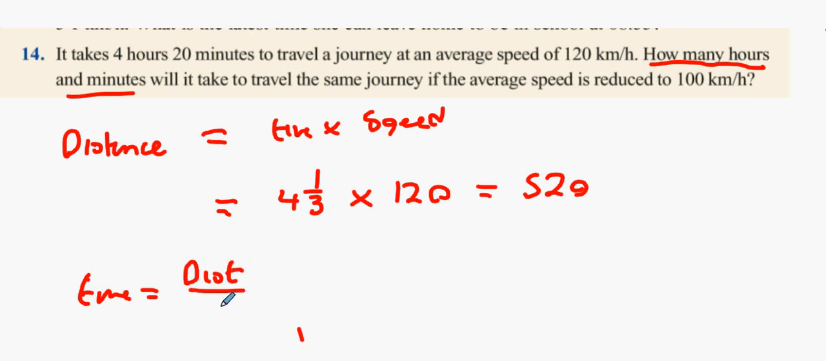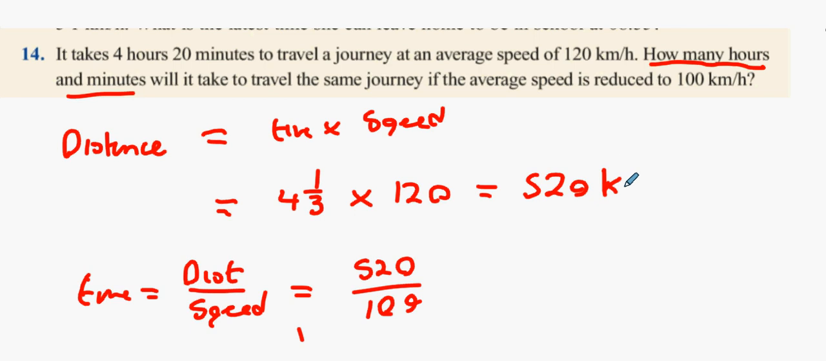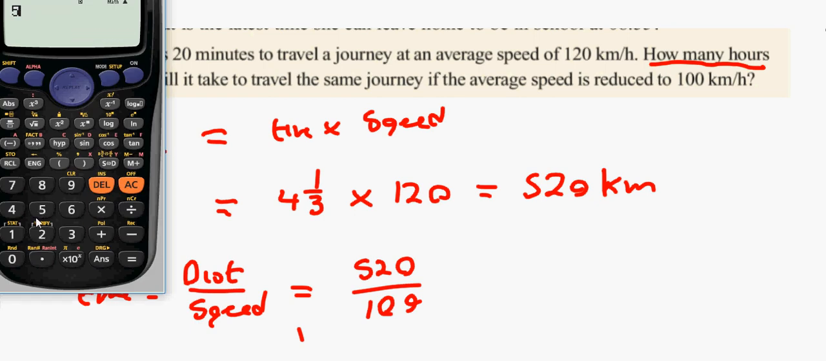Distance over speed, yeah. And then what do we get? 520 divided by 100. No, you do 120 first. Time equals distance over speed. The distance is 520 kilometers, and the speed is 100 kilometers per hour. Everything's fine. Okay, so 520 divided by 100.